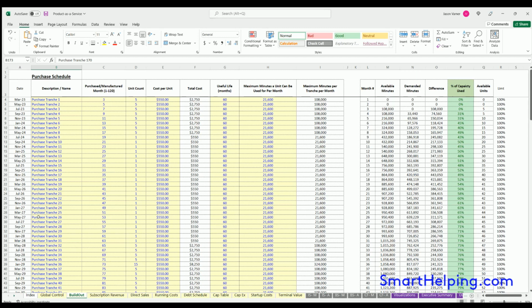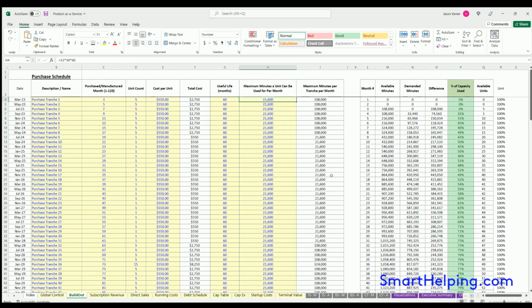installments. And these are the products you're selling a service to. So you can define any naming there, the month that it happens, so month 1 through 120. You can define the month there and the unit count that's going live on that month here. Now, based on these two inputs and your useful life, you'll have an available capacity based on the maximum minutes a unit can be used for per month.